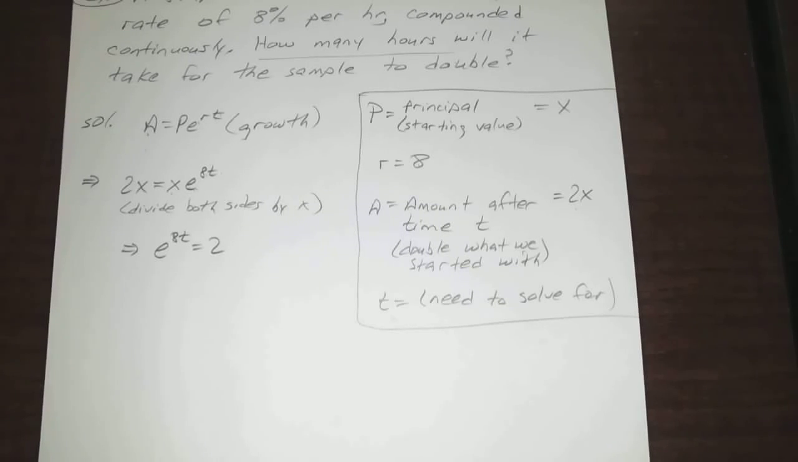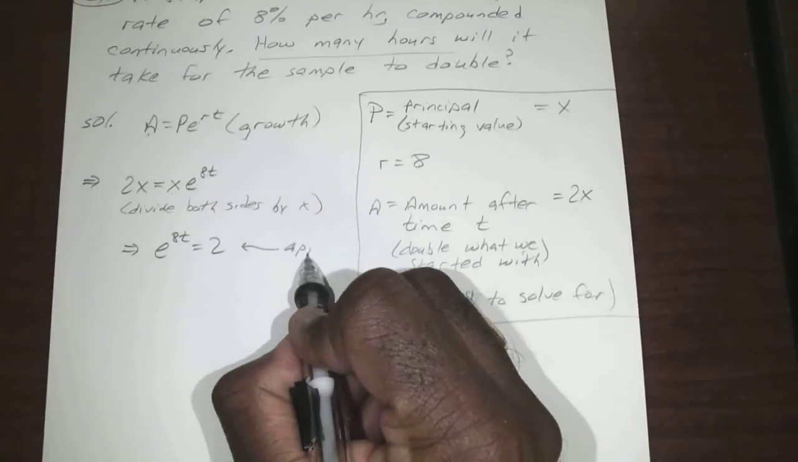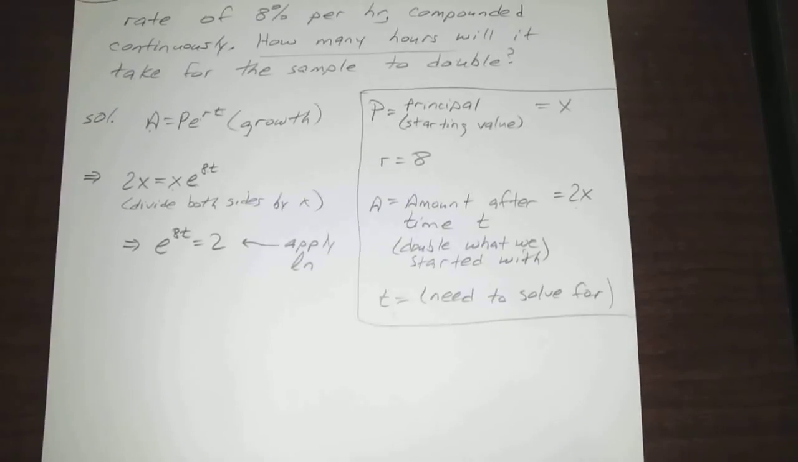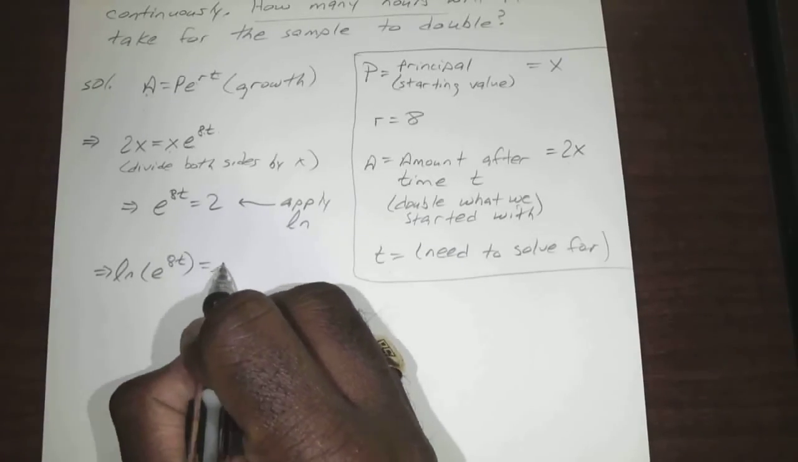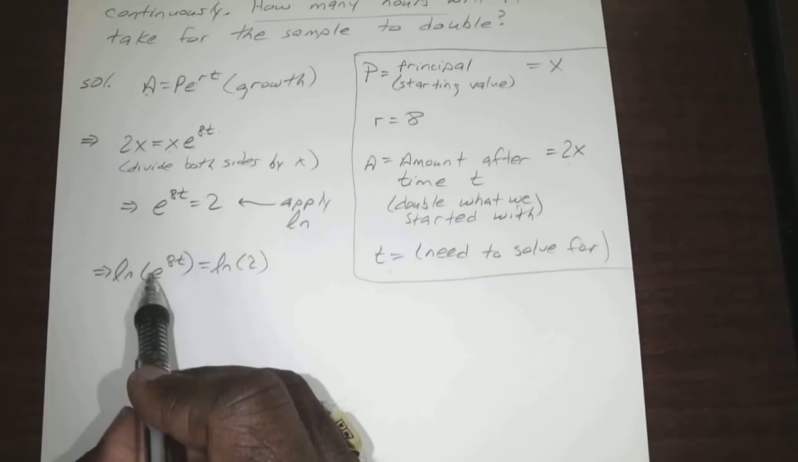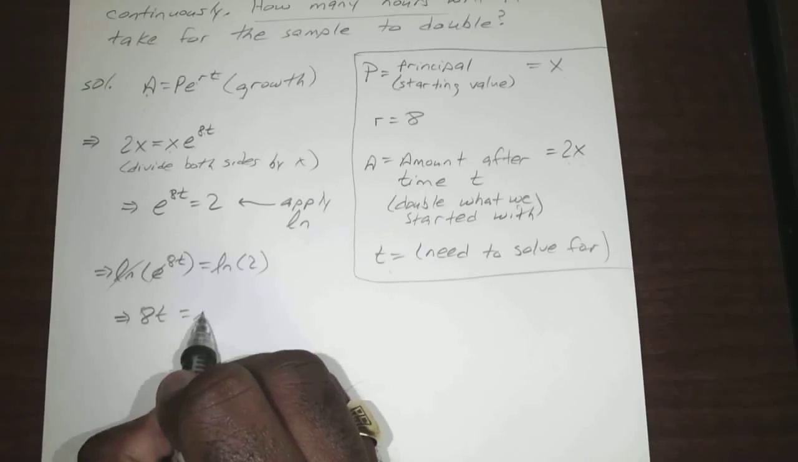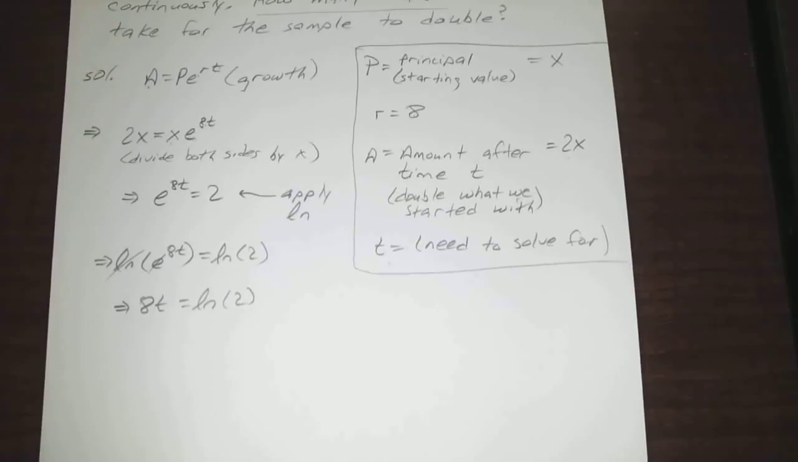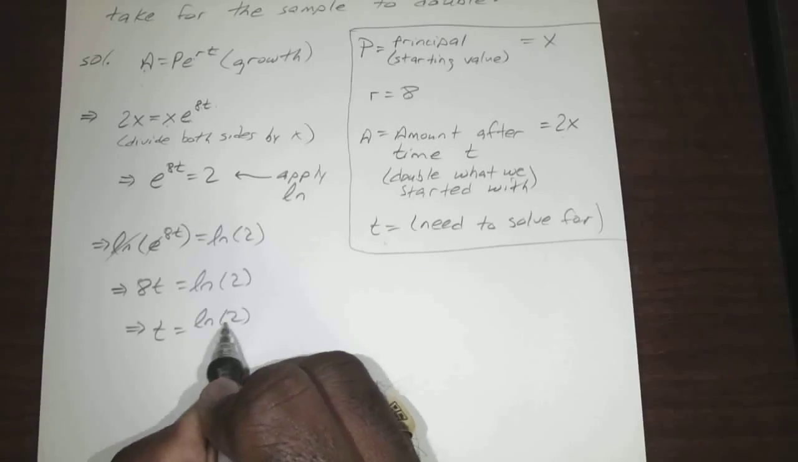Okay, so just like before, we have our e to the power of something. And just like before, we have to apply natural log to both sides. So that gives us natural log of e to the power of 8t equals natural log of 2. All right, so we know that our natural log and our e always cancel each other out. So those two cancel each other out, which leaves us with 8t equals natural log of 2. Divide both sides by 8. We have t equals natural log of 2 over 8.